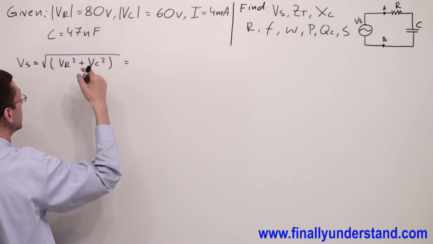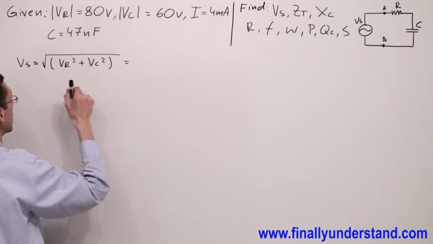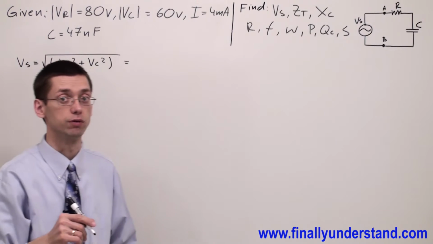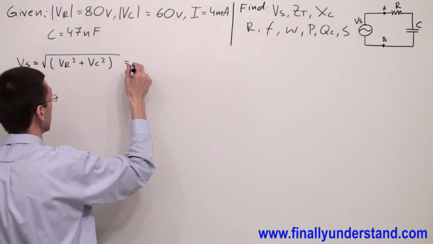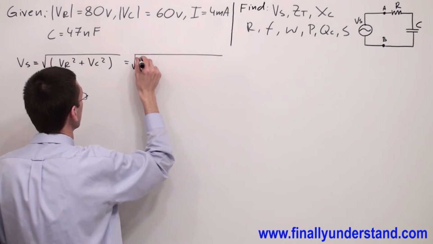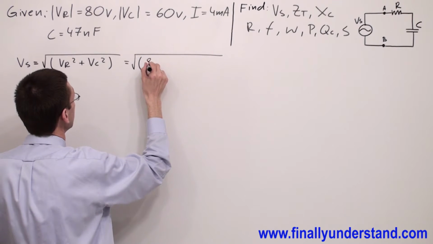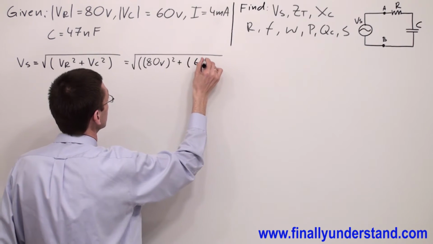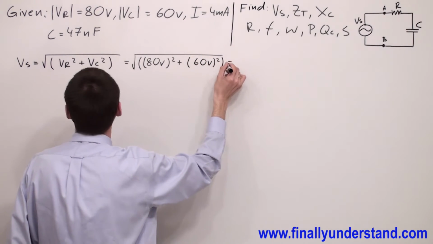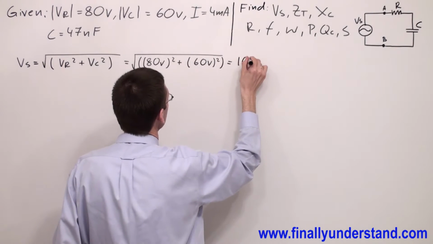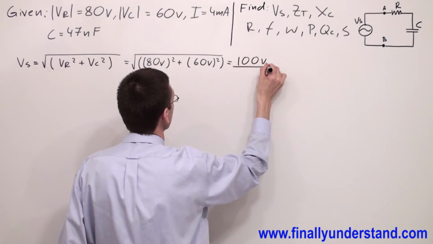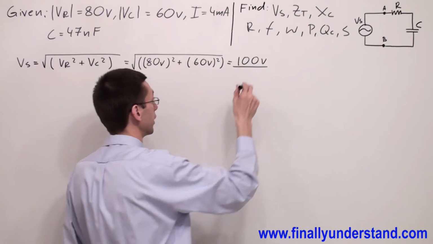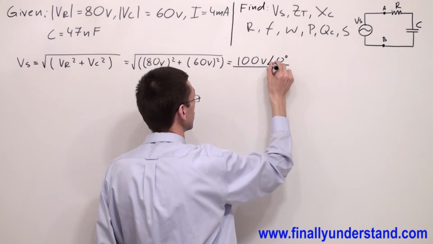So first I have to find the magnitude of my voltage source, and Pythagorean theorem is going to help me with that. So I have the square root of 80 volts to the second power plus 60 volts to the second power. This is equal to 100 volts. And please keep in mind that we will always try to have voltage source with angle of 0 degrees.